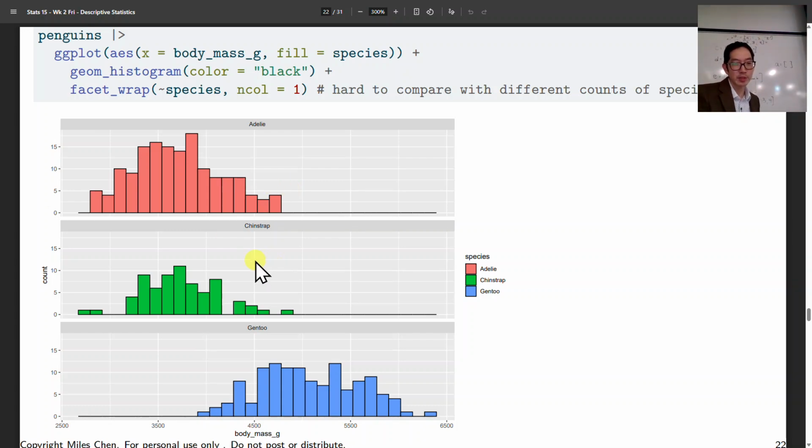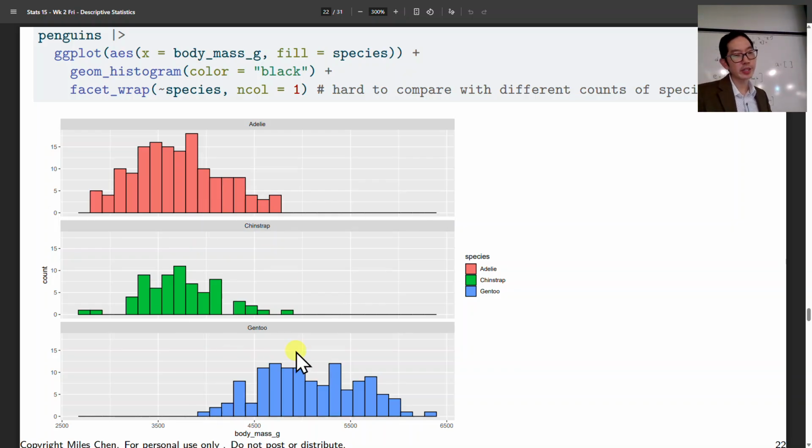So we get a sense of a few things. The Gentoo penguins, their average is somewhere over here. The center of their distribution is over here. The Adelie and the Chinstrap are kind of down over here. And this is where you do see a difference: there were just more Adelie penguins recorded than Chinstrap penguins, so the tallest bar here is like 11, whereas the tallest bar over here is maybe 16 or 17, 18, something like that.